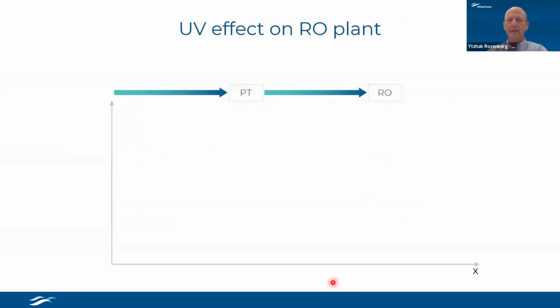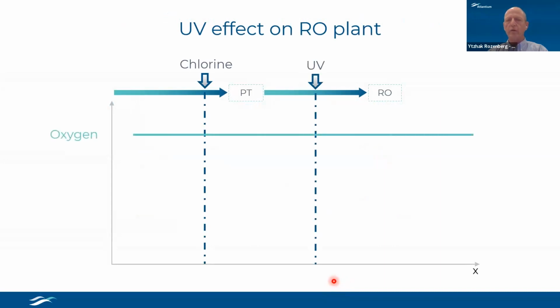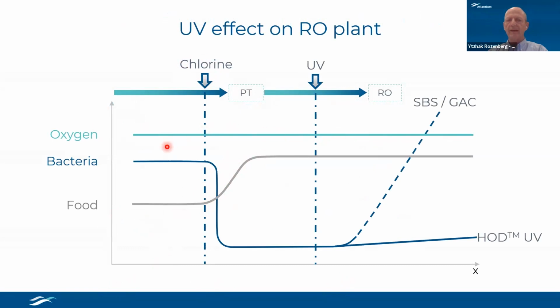Looking at the facility, we have the chlorine injection and the UV light. The UV light and the chlorine do not affect the oxygen. We have increased food availability because of the chlorine. The bacteria are knocked down because of the chlorine, and the UV effect downstream provides an additional disinfection barrier.